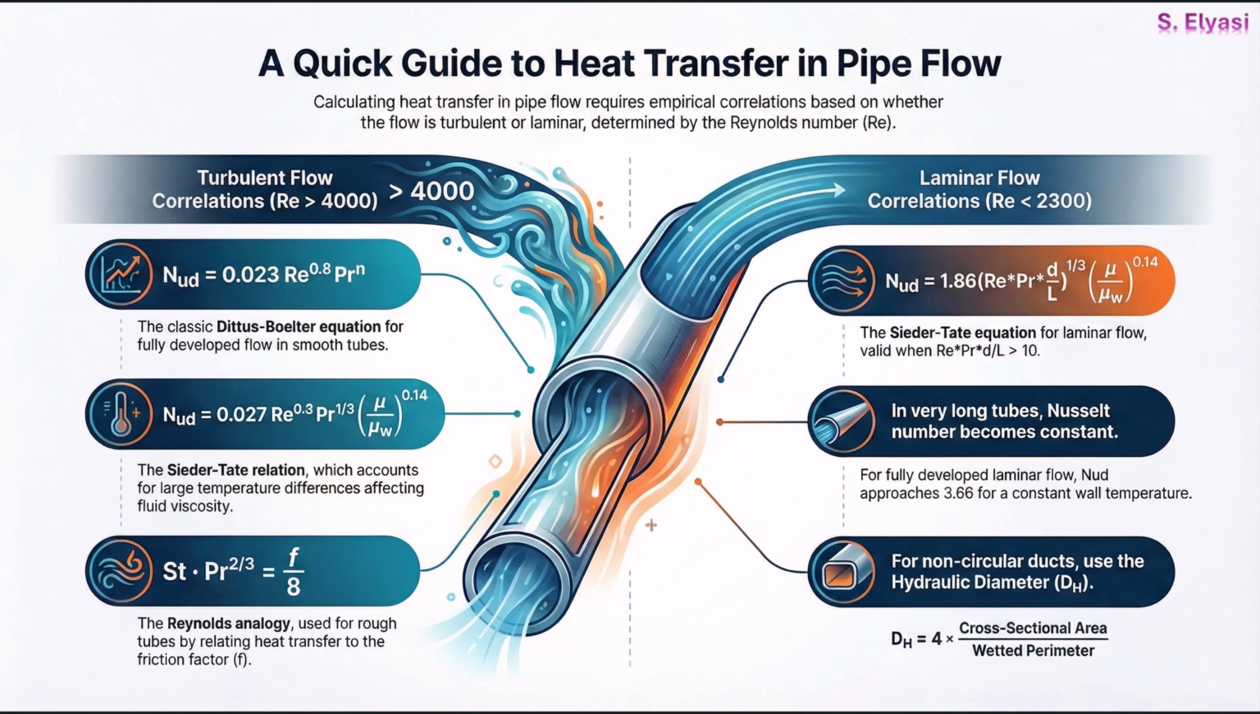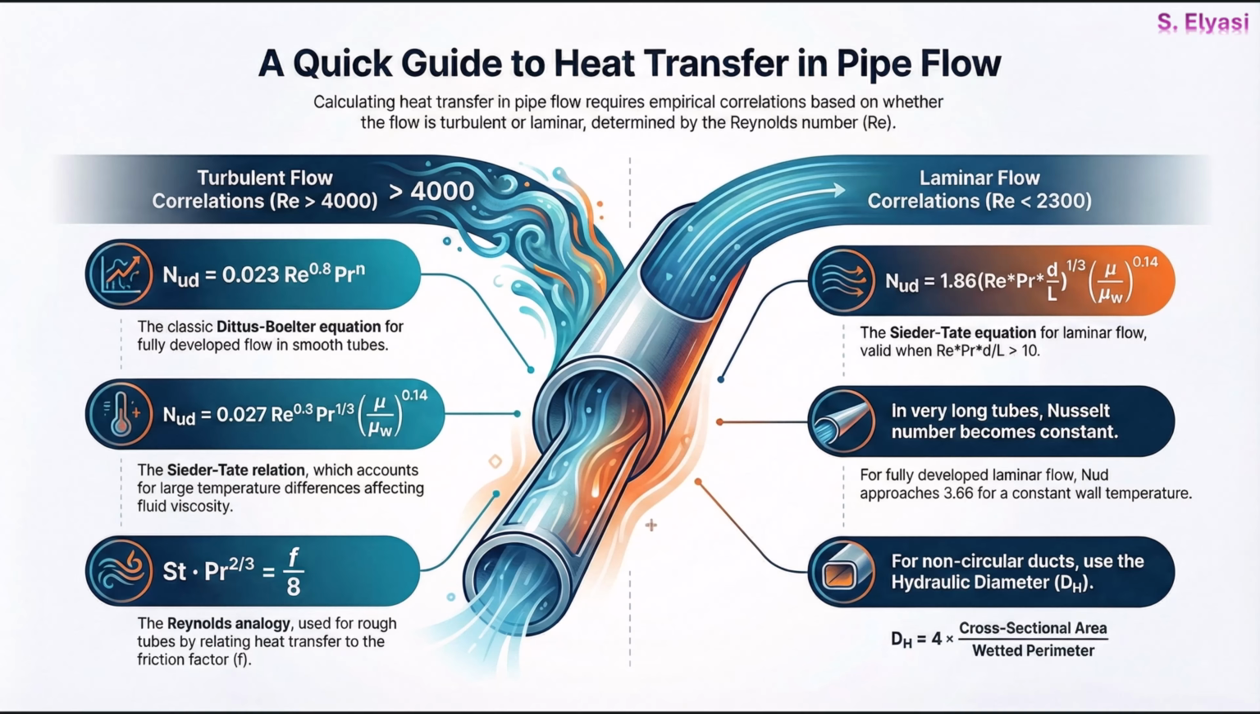Second, you've got to account for changes in viscosity. So what if you have a huge temperature difference? I'm talking big gradients that really mess with the fluid's viscosity, especially right near the pipe wall. Well, for that, you're going to want the Sieder-Tate relation. It cleverly uses a ratio comparing the bulk fluid viscosity to the viscosity right at the wall, which keeps your calculations accurate for both flow regimes.